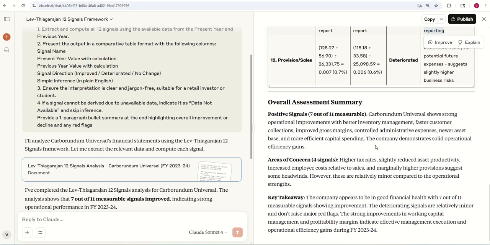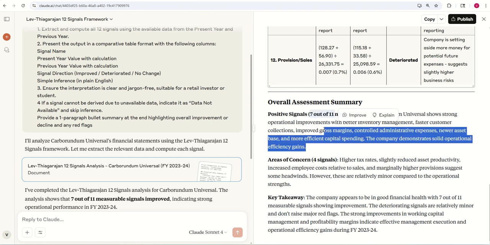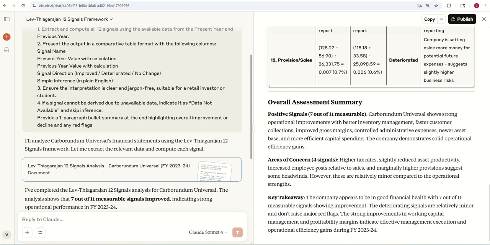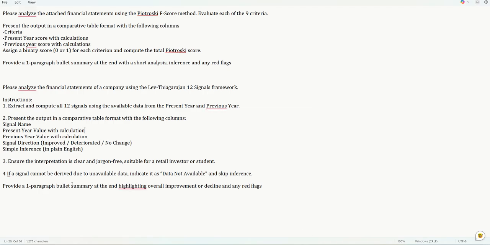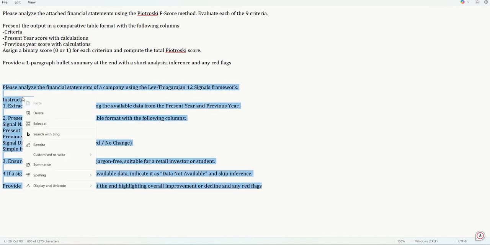Super. Now the overall assessment summary, positive signals. Out of 12, 11 were measurable and 1 was not measurable. Out of 11, 7 were good, and it lists what those 7 are. Then areas of concern: 4 are not good. What is the reason why 4 are not good? Higher taxes, reduced asset productivity, those reasons. Key takeaway, summarizing whatever we have seen above. I wished to have a bulleted summary, and I indicated a bulleted summary, but still it's giving a paragraph summary.